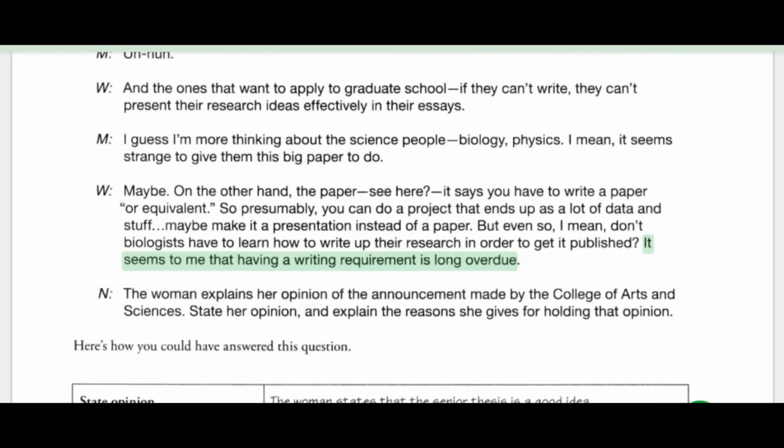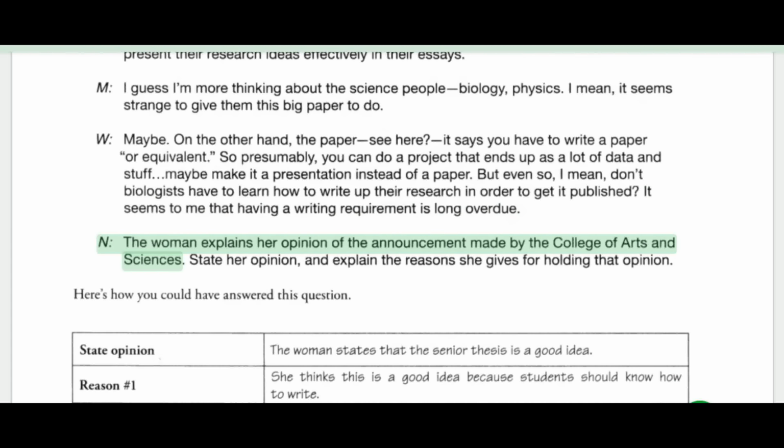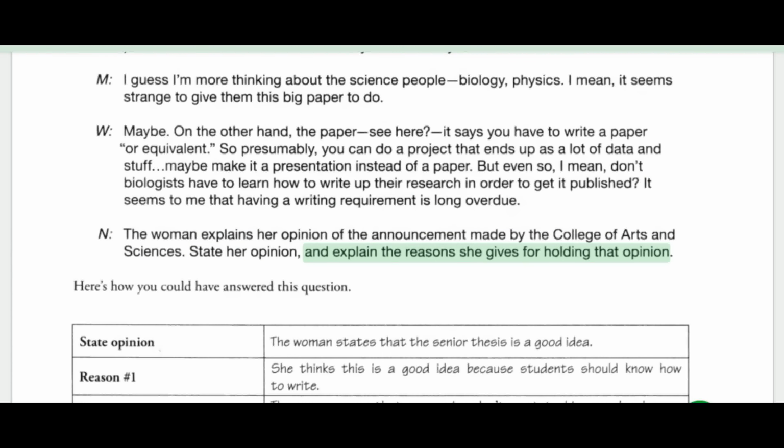It seems to me that having a writing requirement is long overdue. The woman explains her opinion of the announcement made by the College of Arts and Sciences. State her opinion, and explain the reasons she gives for holding that opinion.